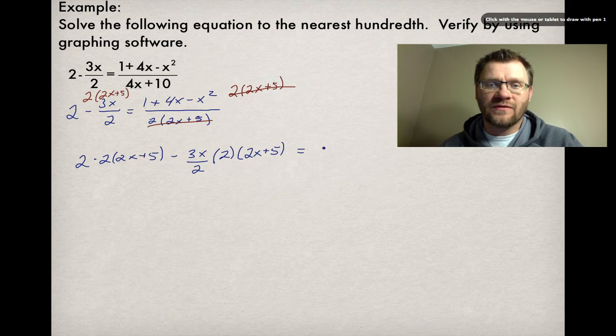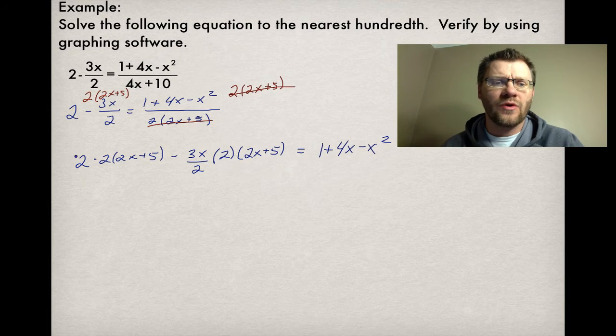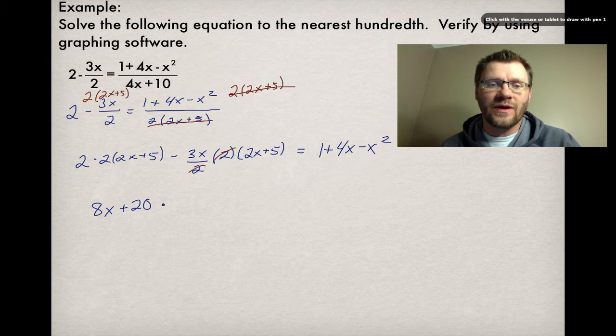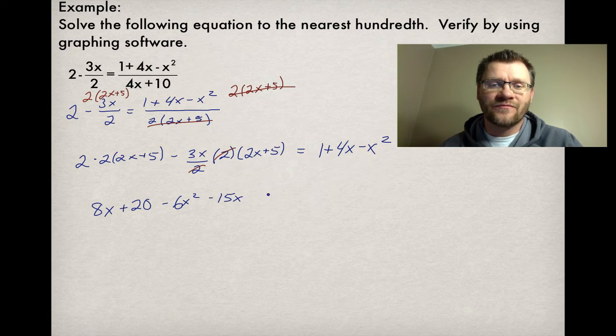So we end up with just the 1 plus 4x minus x squared. Over on this side, we have 2 times 2 times 2x, which is 8x. We have 2 times 2 times 5, which is 20. Here these two 2's cancel each other out, so we're just left with negative 3x times positive 2x. That's negative 6x squared. And negative 3x times positive 5, which is negative 15x. And then on the right-hand side, we're left with 1 plus 4x minus x squared.